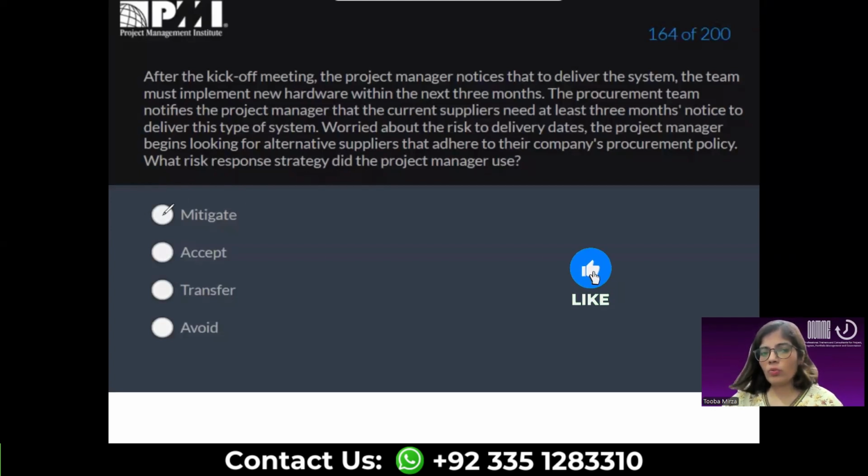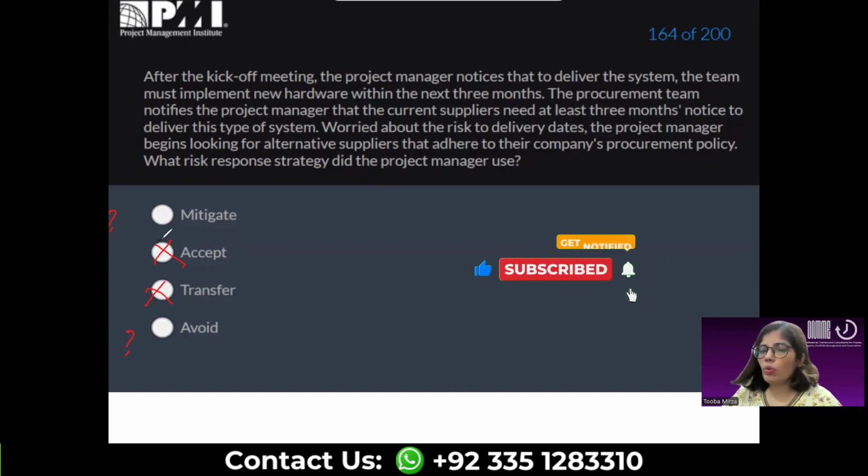Okay, yes, it is between this and this. It's not transfer. Of course, the project manager is trying his level best to cater to this risk. So of course, he's not accepting the risk. Accept would have been the case when the project manager says, okay, this is the situation, let it be. I can't do anything about it. Right? So that's not the case. But yes, it's between mitigate and avoid.